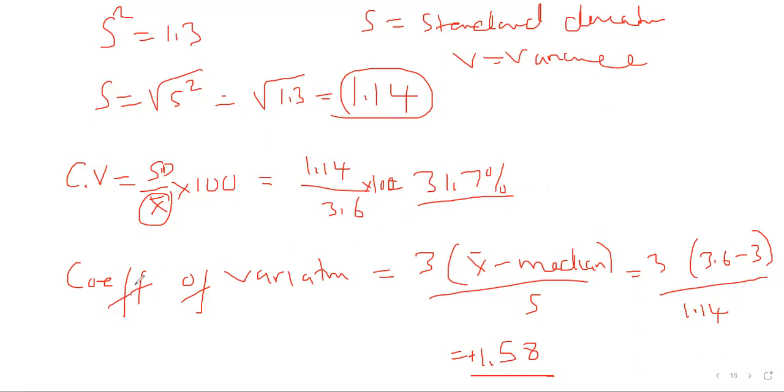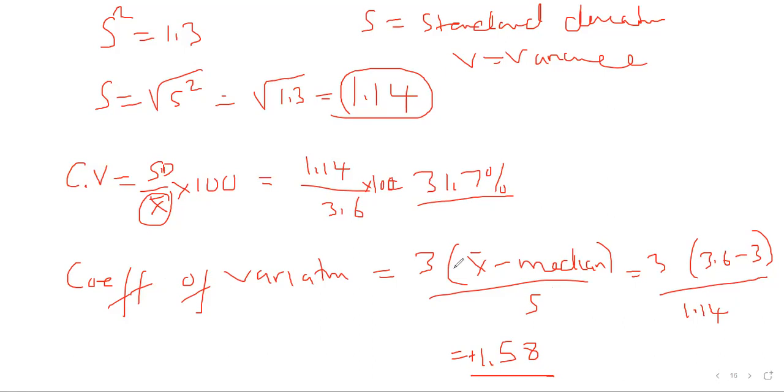The next thing is called coefficient of variation. How do you find that? It is 3 times the mean minus the standard deviation. The 3 comes with the formula. Yes, the 3 comes with the formula.